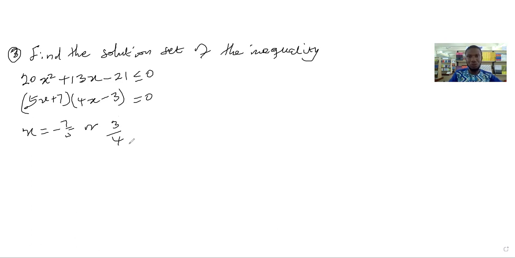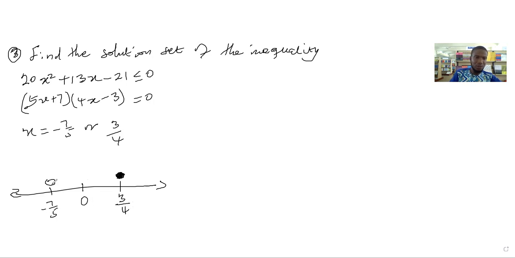Good. So we are going to put these numbers on the number line quickly. We have our number line. It's positive, negative, and positive. So the zero will be between them. So here we have negative 7 over 5, and then we have 3 over 4, which is the positive number here. Good. Here we are not going to put 0, we are going to shade it because of the less than or equal to, or greater than or equal to. So we have to shade inside.